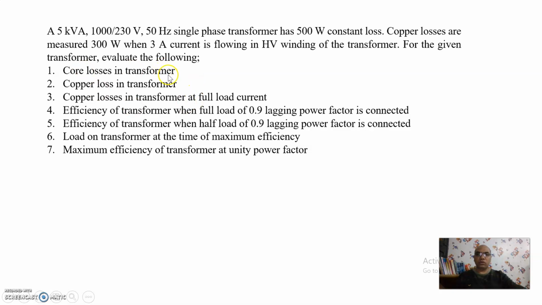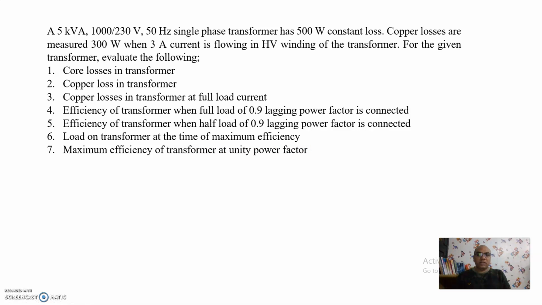Number 1, core loss. Number 2, copper loss. Number 3, copper loss in transformer at full load current. Number 4, efficiency of transformer when full load of 0.9 lagging power factor is connected. Number 5, efficiency of transformer when half load of 0.9 lagging power factor is connected. Number 6, load on transformer at the time of maximum efficiency. And number 7, maximum efficiency of transformer at unity power factor.